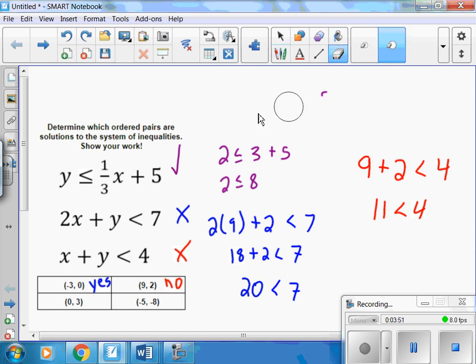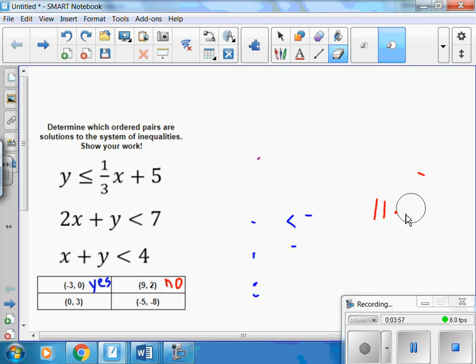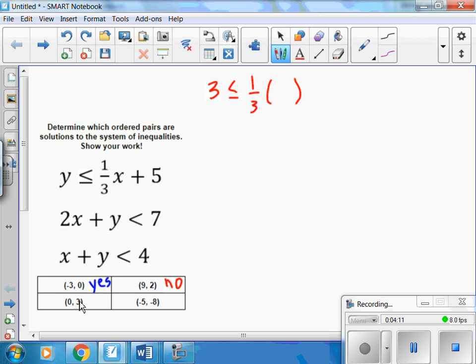So now, we're going to use (0, 3). We're going to plug (0, 3) in for x and y. Let me finish erasing this real quick. Okay. So now, let's plug this 3 in for the y, less than or equal to 1/3. In for x, we're going to plug in the 0, and then plus 5. So we have 3 less than or equal to 0 times 1/3 is 0, and then plus 5, and then you have 3 less than or equal to 0 plus 5 is 5. This is true. 3 is less than 5, so it works for this one.